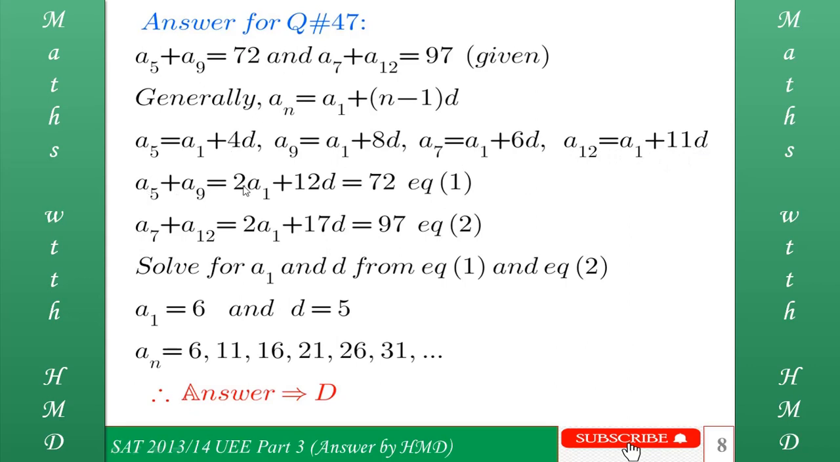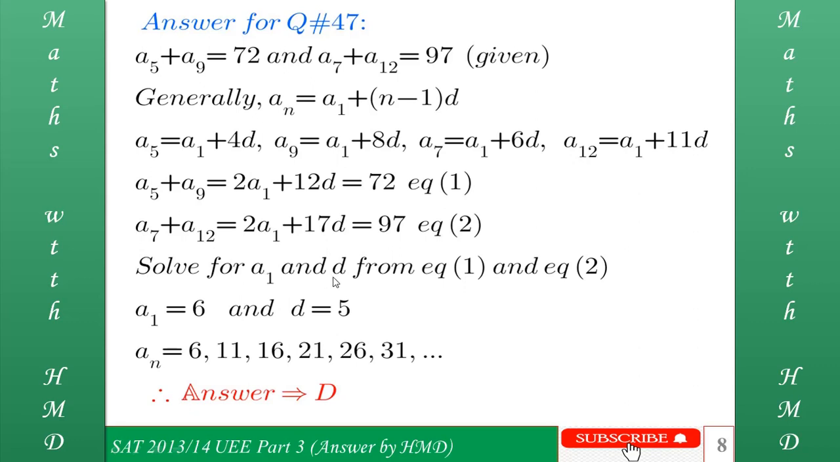Okay, so A5 plus A9, you can sum up this expression and this expression. A1 plus A1 is 2A1, plus 4D plus 8D, that is 12D, is equal to 72, which is given. Say this one is equation 1. A7 plus A12 implies sum this expression and this expression. A1 plus A1, which is twice A1, plus 6D plus 11D, which is going to be 17D, is equal to 97, which is given. Say this one is equation 2.